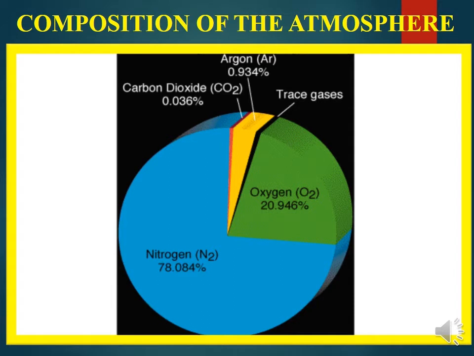Now children, let us look at the composition of the atmosphere. You can see in the atmosphere the plentiful gas is nitrogen, which is 78%. The next important gas is oxygen, which is 21%. And then there are other gases in very small quantities. You can see it is carbon dioxide, argon and traces of other gases like hydrogen, ozone, helium. And apart from this, as I told you, there is dust and also water vapor.